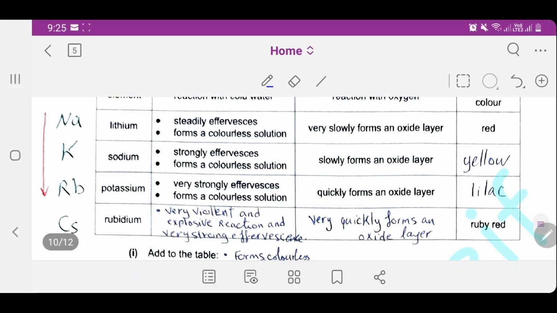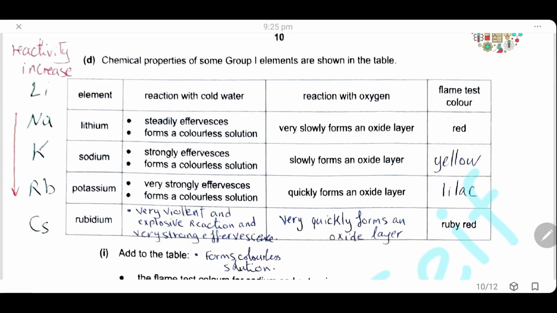And third, in case of potassium, it reacts with cold water very strongly and forms very strong effervescence, forms a colorless solution, and quickly forms an oxide layer when reacting with oxygen. The flame test for potassium gives a lilac color. This is the arrangement of group 1 elements: lithium, sodium, potassium, rubidium, and cesium. We know that reactivity increases as we go down in group 1, so rubidium is more reactive than potassium, and potassium is more reactive than sodium.